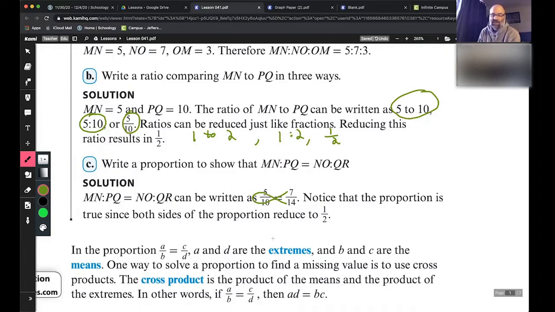All right, so this is a new concept. The extremes are the top left and the bottom right. And then the means are the bottom left and the top right. Okay, so those are the means. So it just depends on how it's labeled. So in this proportion here, what are the means to this proportion?